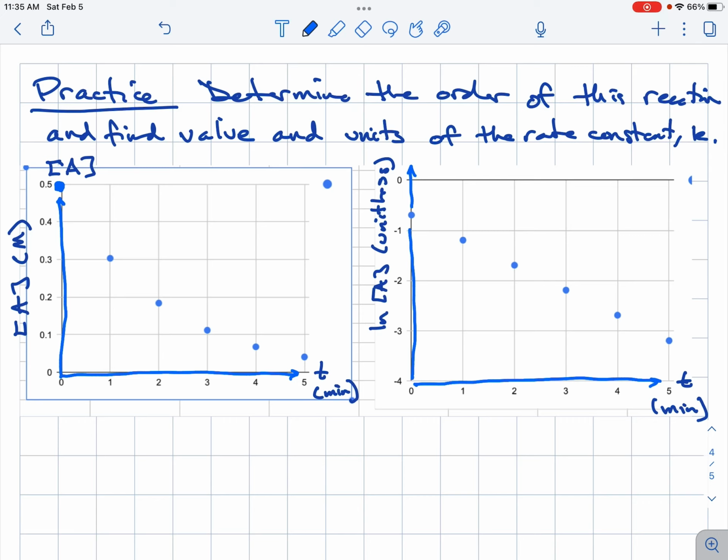first figure out what the order is. Is it 0 or first? I haven't given you the second option, so it's really just 0 or first order. Then figure out the value of k. Okay, go ahead and pause the video. Try to work on this for a few minutes. If you get stuck, just restart the video and I'll go through it.